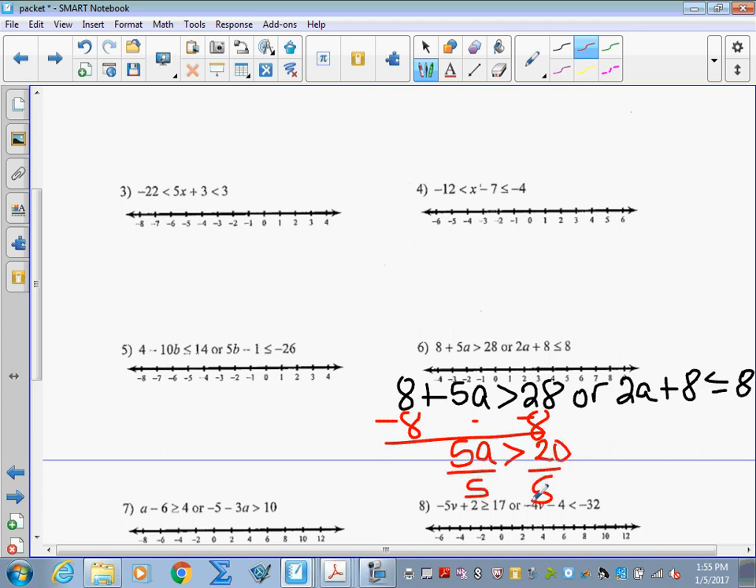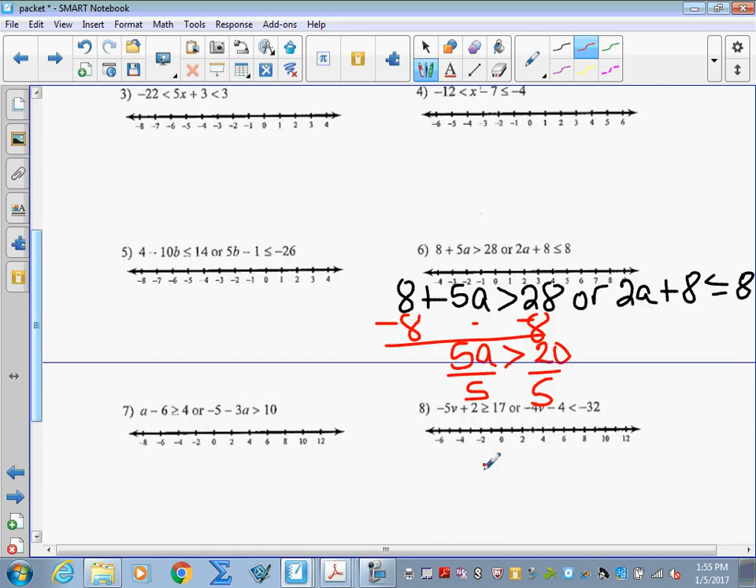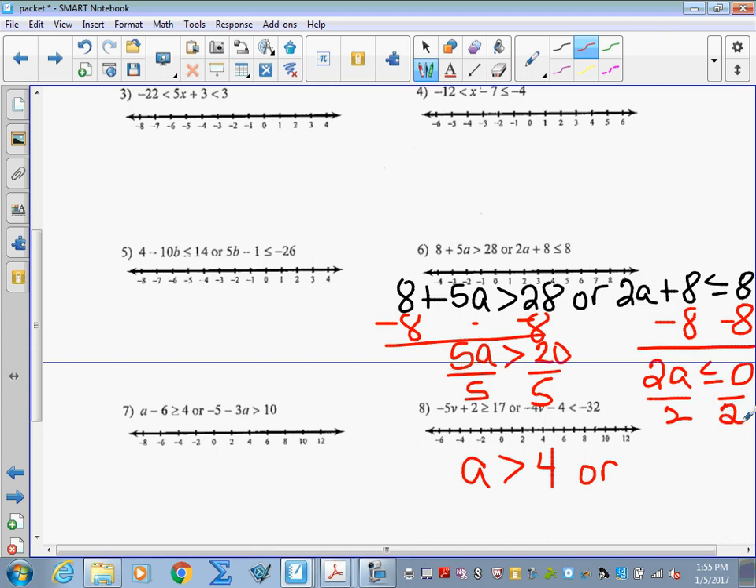Divide by 5. So a is greater than 4 for that one. Bring down the word OR. And then I'll have 2a is less than or equal to 0. And then divide by 2. So a is less than or equal to 0. And then just put it in set builder. Okay, so it's just like working out two problems. Put in the word OR in between.